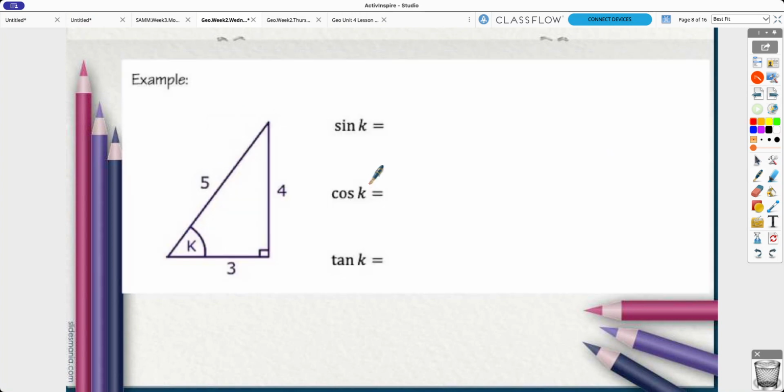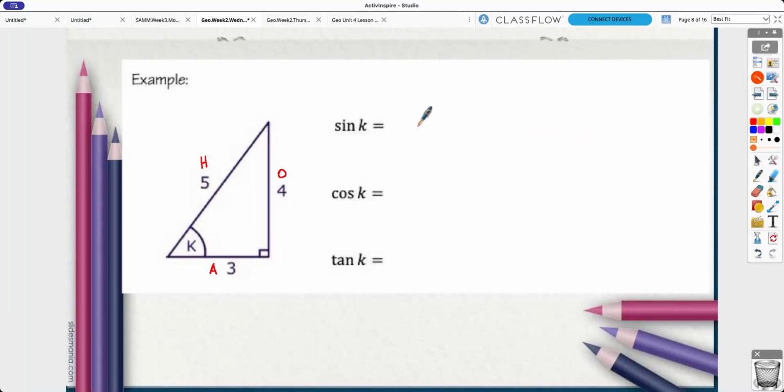Let's take a look at this example. So we're given this triangle with sides 3, 4, and 5. Okay? First, let's identify the opposite, adjacent, and hypotenuse. Now, the angle that we are interested in here is K. So here is your angle K. Now, we know that the hypotenuse is the side across from the right angle. Here is the right angle. Across from the right angle, that's our H. The side across from K, that's the opposite. And the side next to K is the adjacent side.